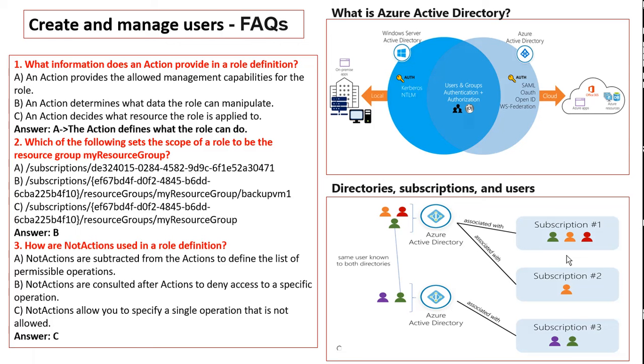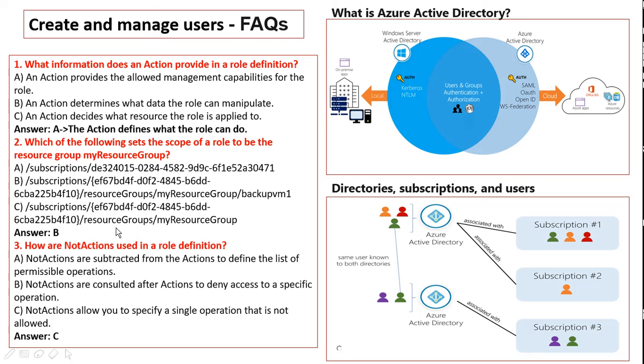Now, the second question is, which of the following sets the scope of a role to a resource group? Under my resource group, if you want to look for a particular resource, let us say you have created a virtual machine. The virtual machine will have some kind of instance, and that instance has a name. It should start with my resource group and then the resource name. That is the correct URL, or link, where you have the role definition. So the answer is B.